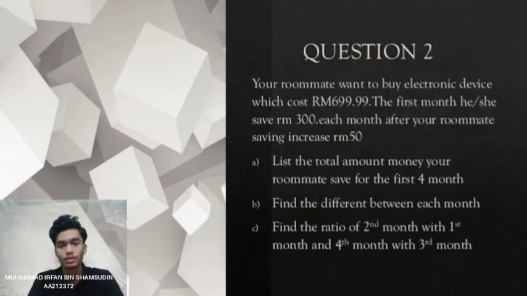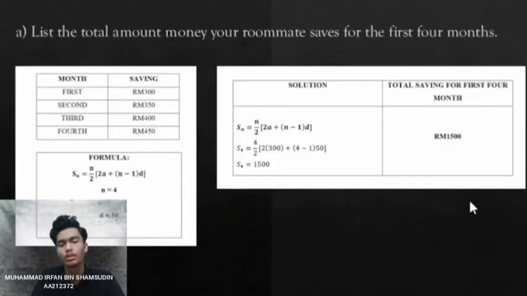The statement is your roommate wants to buy an electronic device which costs 699 ringgit and 99 cents. The first month he or she saves RM300. Each month after, your roommate's saving increases by RM50. So the question is: list the total amount of money your roommate saves for the first 4 months.